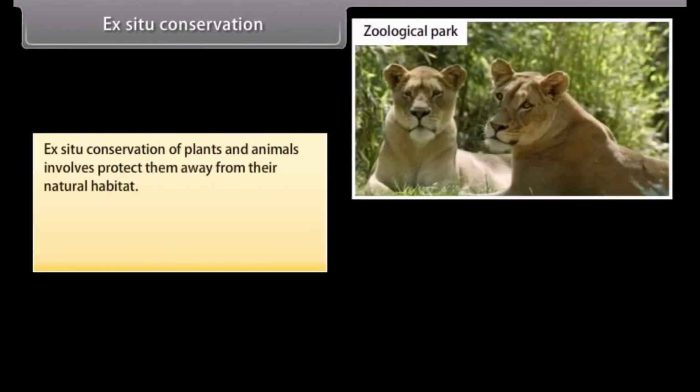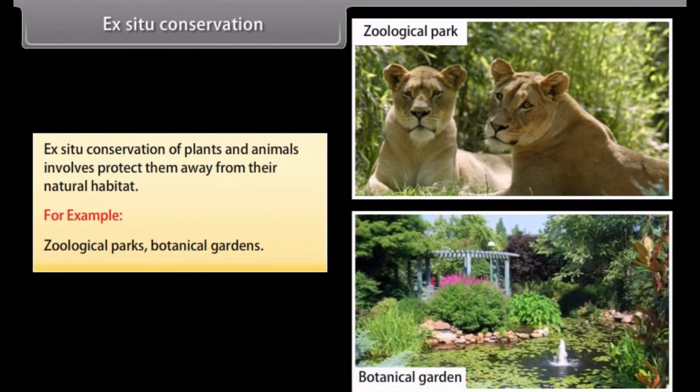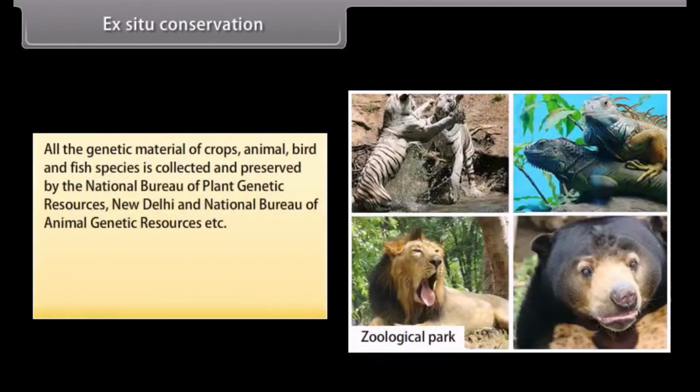Ex situ conservation. Ex situ conservation of plants and animals involves protecting them away from their natural habitat. For example, zoological parks and botanical gardens. All the genetic material of crops, animal, bird and fish species is collected and preserved by the National Bureau of Plant Genetic Resources, New Delhi, and the National Bureau of Animal Genetic Resources, etc.